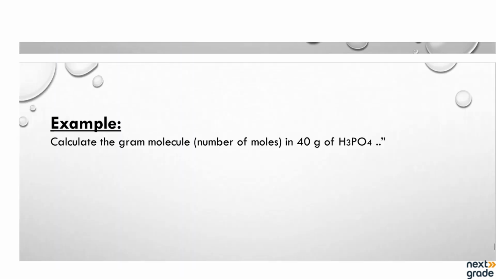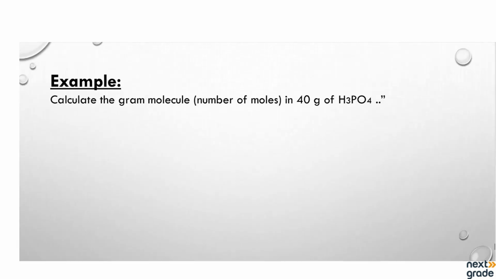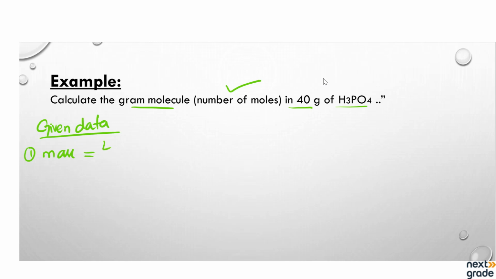So let's have an example. The first example: calculate the gram molecule, or the number of moles, in 40 grams of H3PO4. Now किसी भी न्यूमेरिकल को सॉल्व करने से पहले आप लोगों को पता होना चाहिए कि इसमें हमारे पास गिवन डाटा में क्या क्या चीज़ अवेलेबल है. So given data that we have in this numerical: first thing we have mass of substance in gram. तो mass हमारे पास है total 40 grams. Okay, this is the mass. Second thing we know the formula of a substance, तो formula हमारे पास है H3PO4.